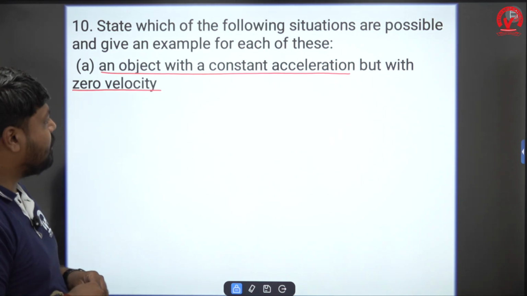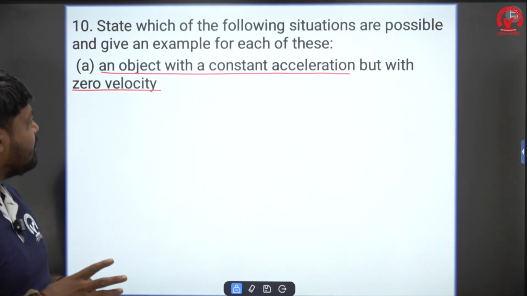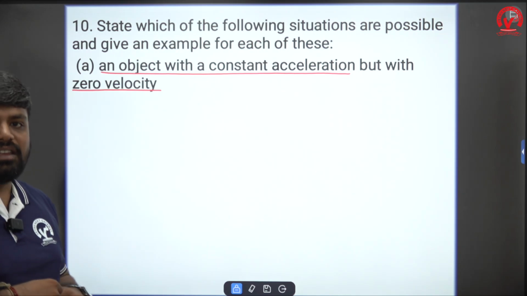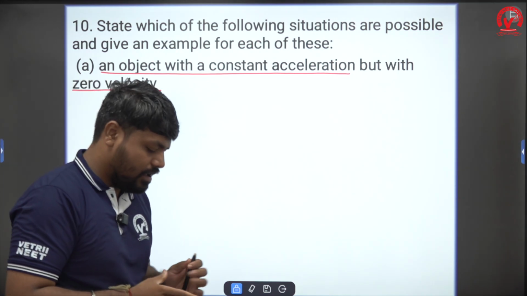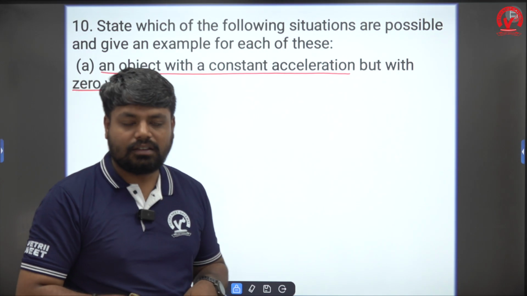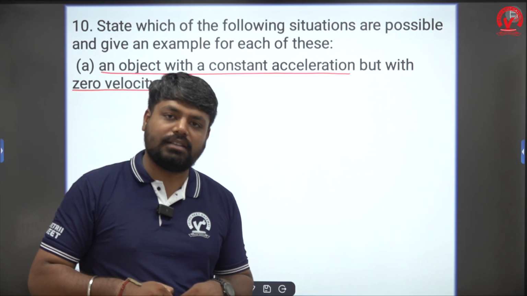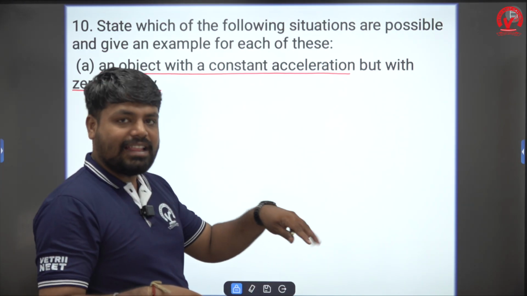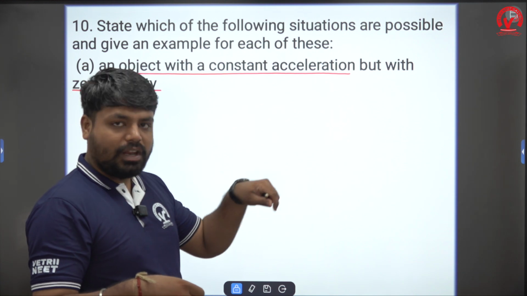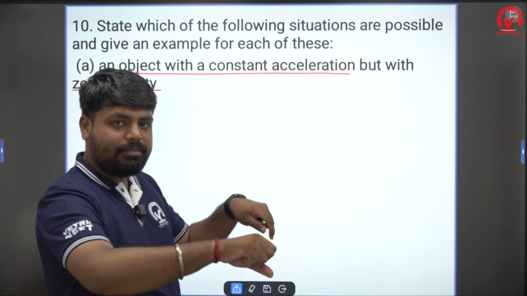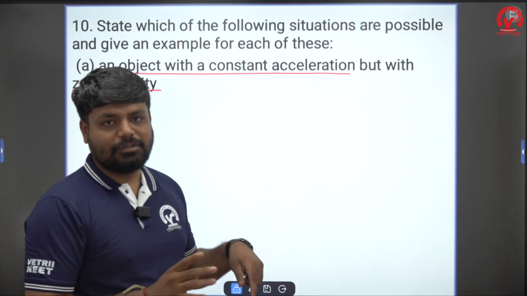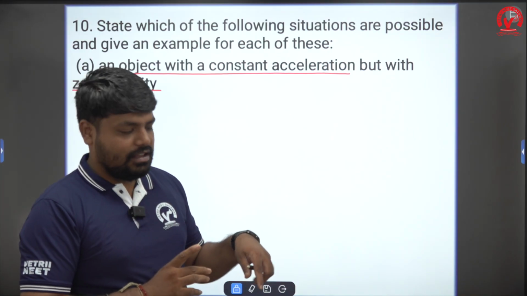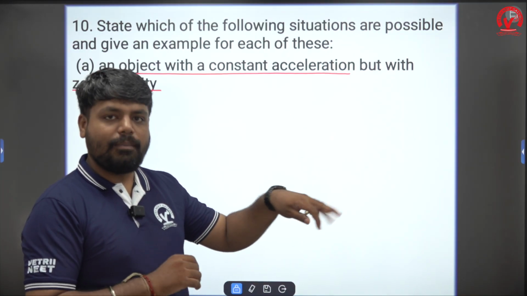Whether it is possible to have constant acceleration but velocity is zero? See here, when I start the bike, what will happen? Without releasing the clutch, without putting in the gear, if you accelerate, whether the bike moves or doesn't move? After putting the gear and releasing the clutch, the bike starts to move.